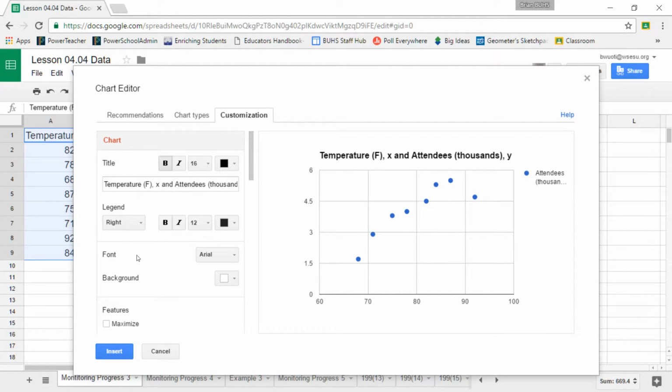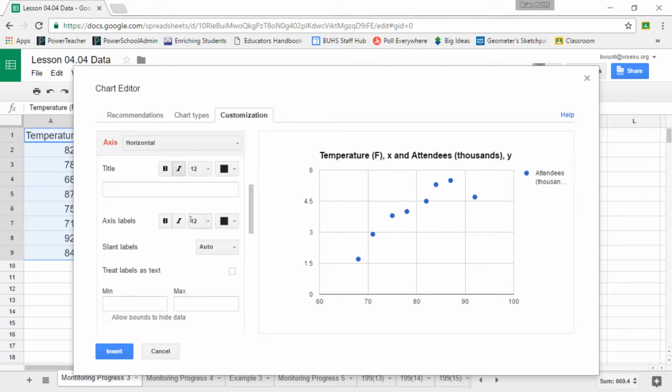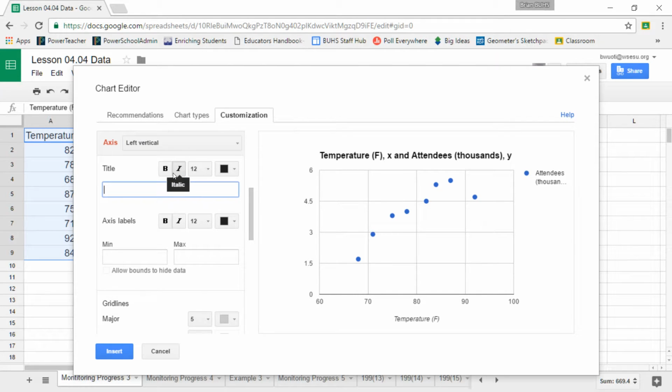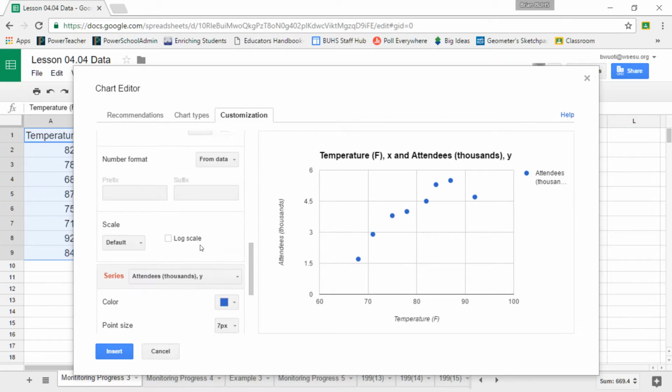You can change the title. You can change different things about the axes. You can give the y-axis a name. Let's see, did I do that right? No. Ooh, that was the x-axis. How embarrassing! The horizontal axis was the temperature, measured in Fahrenheit. Bam. So it's labeling that. Then I could click the vertical axis and label that attendees in thousands of people, right?